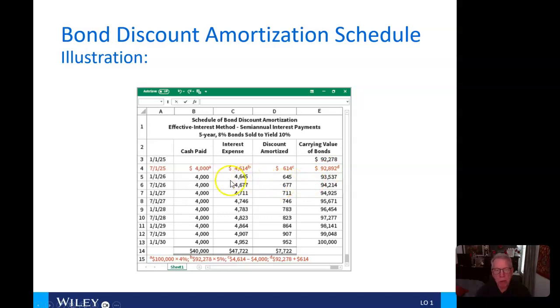And we go through the process again. We take 5% to get 46.45. We take 4% to get 4,000. We calculate the discount to be amortized. And you will notice that over the term of this bond, which is 10 periods, which is shown here, the carrying value ratchets up to $100,000 at maturity. So whether the bonds are sold at par, at a discount, or at maturity, they're going to be the same, $100,000 carrying value.